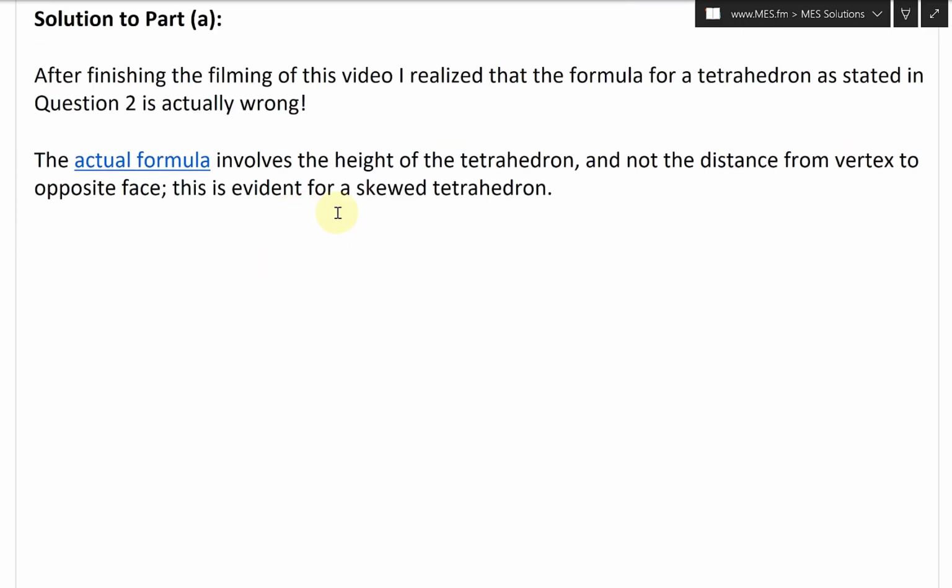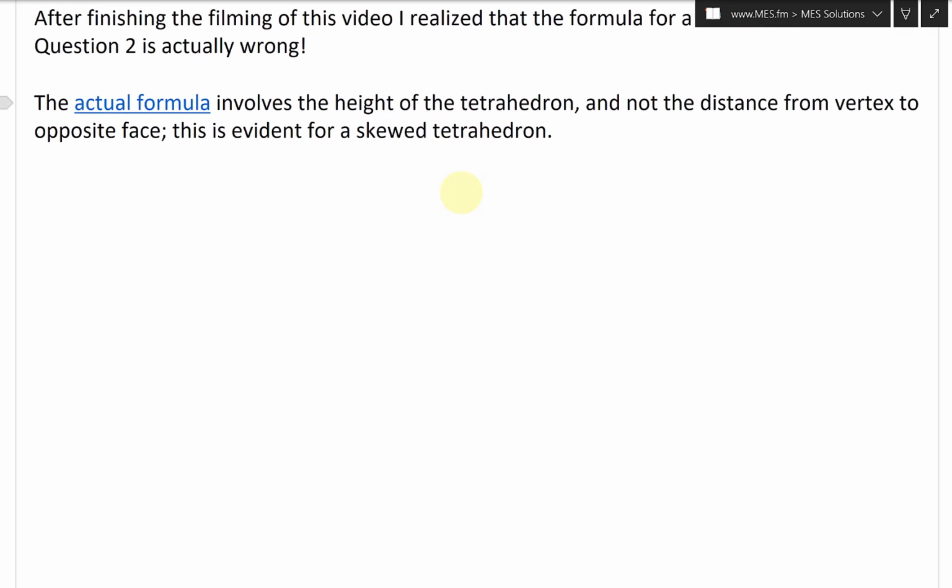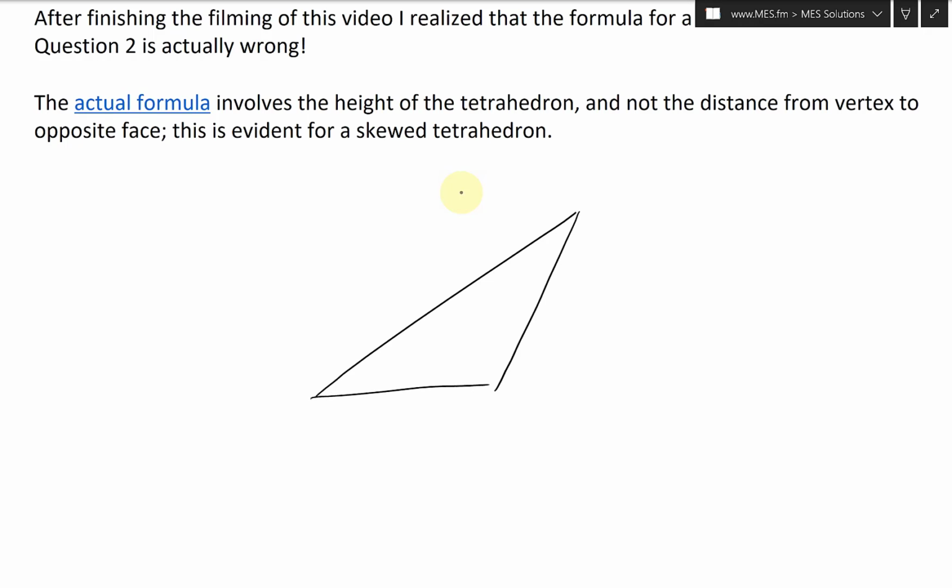And this is evident from a skewed tetrahedron. Here I'll draw it out. Let's say we had a tetrahedron like this, something that's not symmetric. And then inside there's a point like this. So there's the inside triangle, and there are the 3 triangles around like that. And let's say there's an area here in this base. And so the opposite vertex is somewhere here. So the distance from this face to that is going to be something like that.